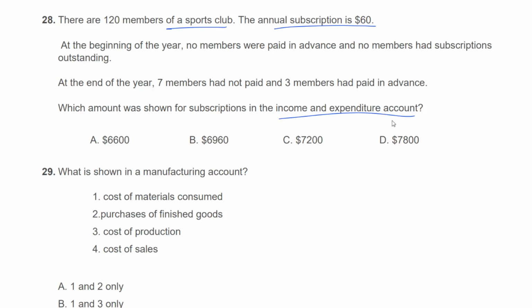Look, in the income and expenditure account, we follow the matching principle that tells us whatever belongs to that period is going to be recorded there. Something prepaid, something accrued, doesn't matter. What belongs to this current year is 120 members paying $60 each, and that will be recorded. 120 times 60, 7,200. C is the right answer.